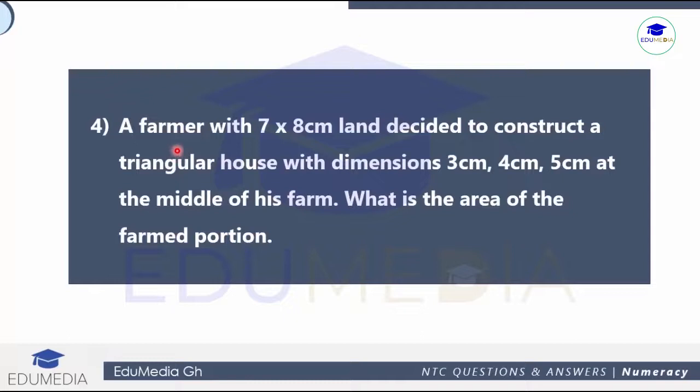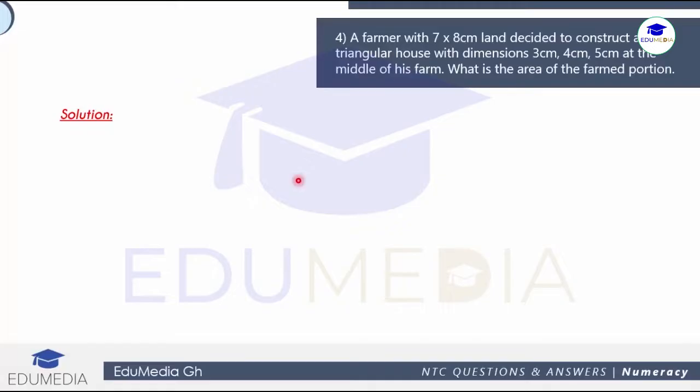A farmer with 7 by 8 centimeters land decided to construct a triangular house with dimensions 3 centimeters, 4 centimeters and 5 centimeters at the middle of his farm. What is the area of the farmed portion? Quickly to the solution. Now this question has given us two different aspects.